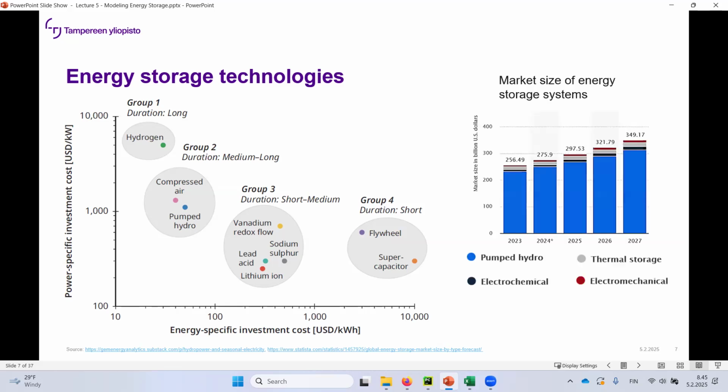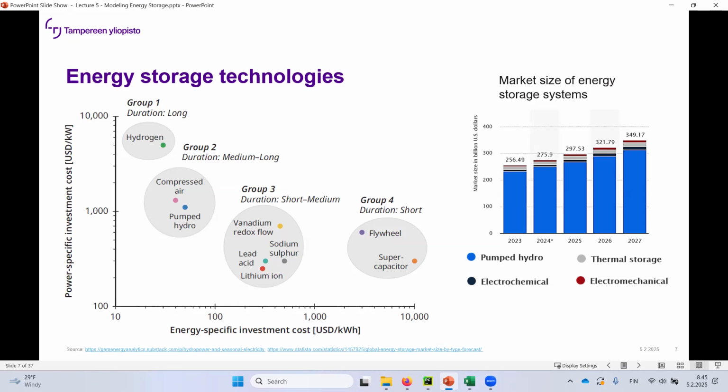The one that is the largest technology that's been utilized is at the moment winning the game. So pumped hydro, you can see the market size of energy storage systems. Pumped hydro is by far the largest. So it's the largest at the moment. It's going to be largest far into the future. But of course, the battery energy storage is going to take over as well.